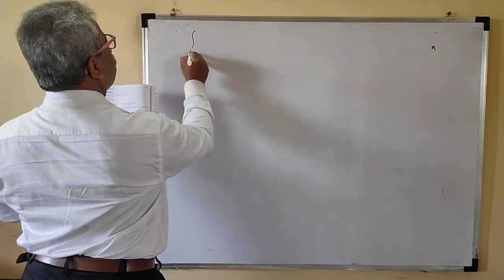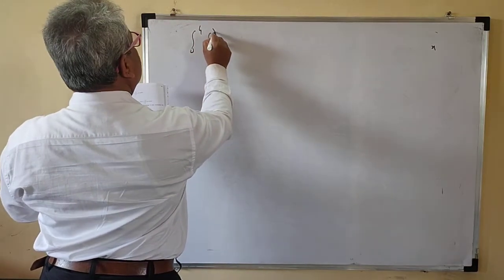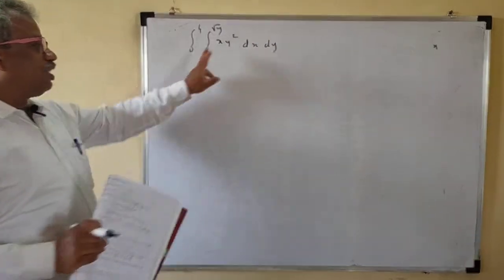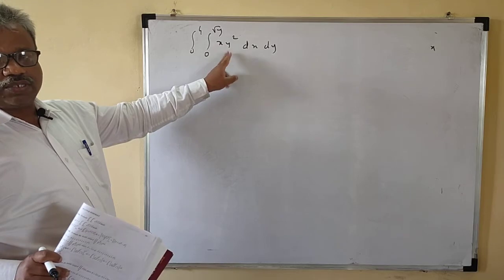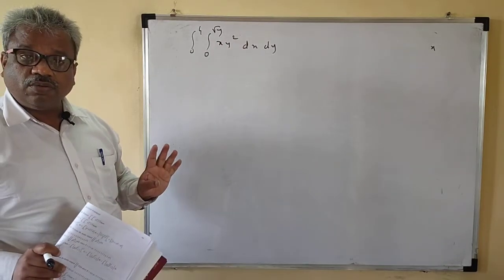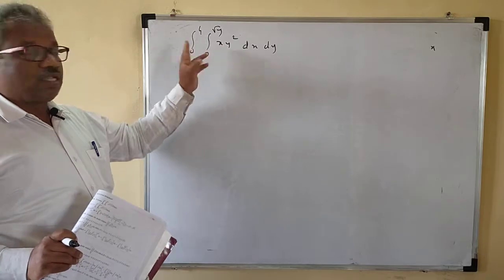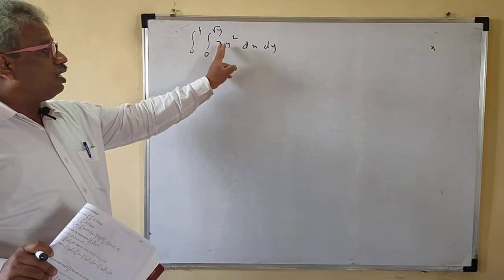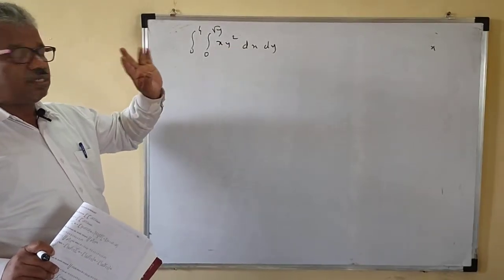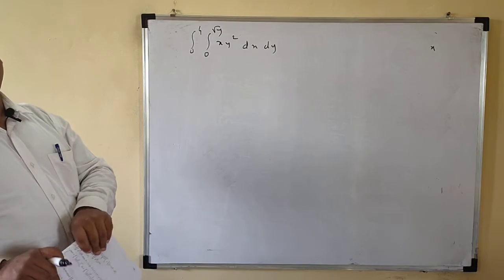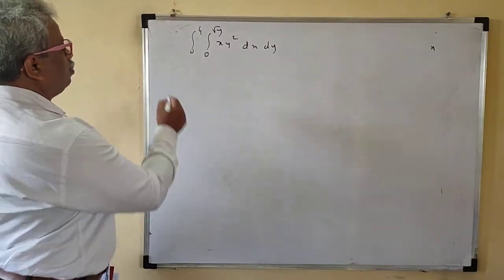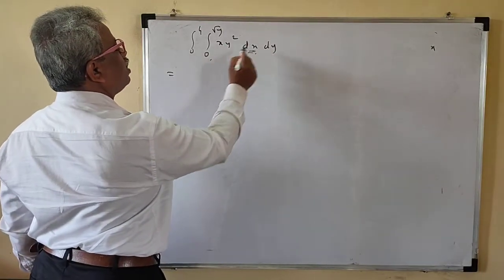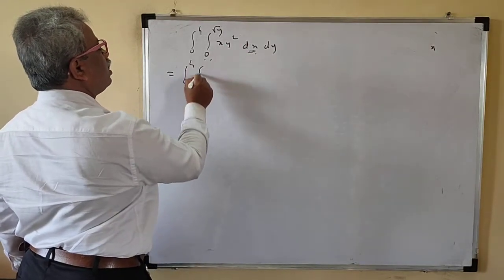Now suppose you have to evaluate the integral from 0 to 4, 0 to root y, x y square dx dy. Now see here, this is the product of a function of x and a function of y separately, but here the limits are not constant. Therefore you cannot separate integration with respect to x and integration with respect to y, because the integrand is a product of functions, but your limits are not constant. You have to solve this as it is, integrating like this.